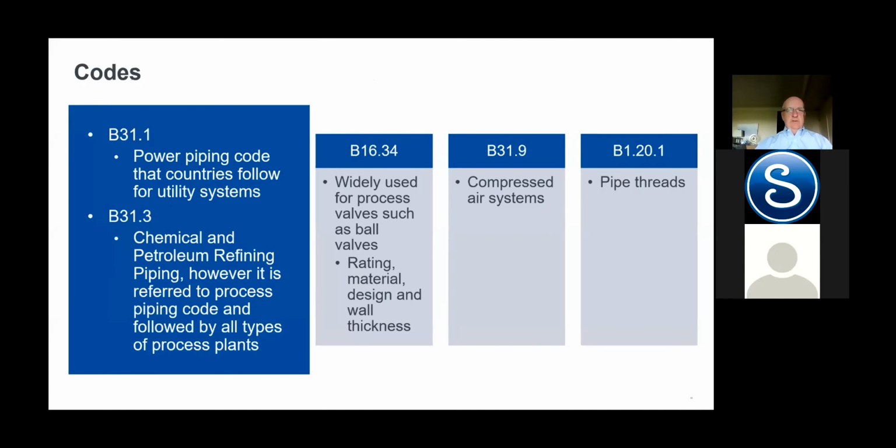Just a tidbit, B31.1 is a power piping code. It's followed by all countries. You know, in Colombia, South America, they follow B31.1. And in Thailand, they follow B31.3. They're both similar. It's just making sure that you are following some code. And then again, B16 is used for process valves, such as ball valve rating, materials design, wall thickness, and B31.9, which doesn't come up too much in sampling systems, compressed air, but just to give you an example of all the different codes that we need to follow.